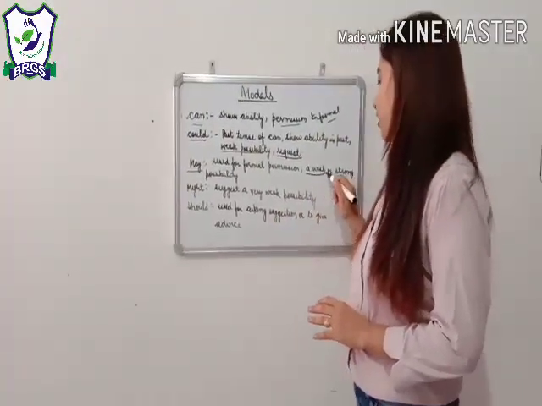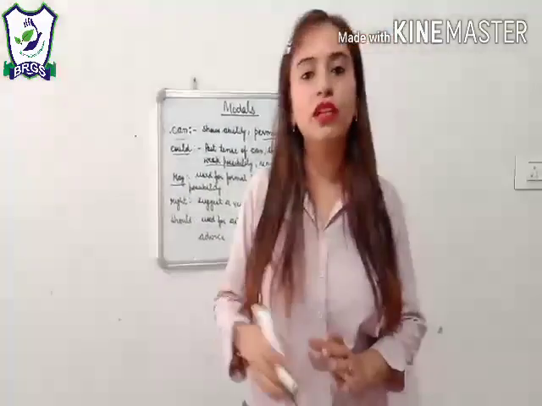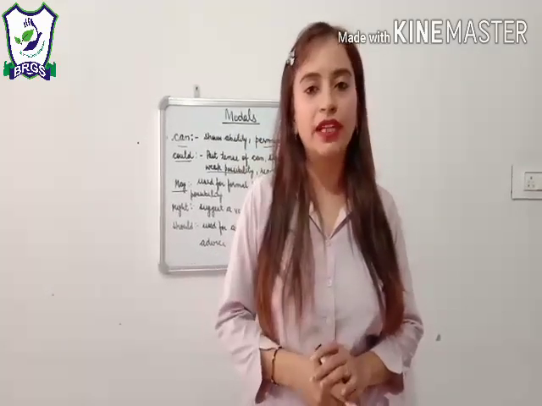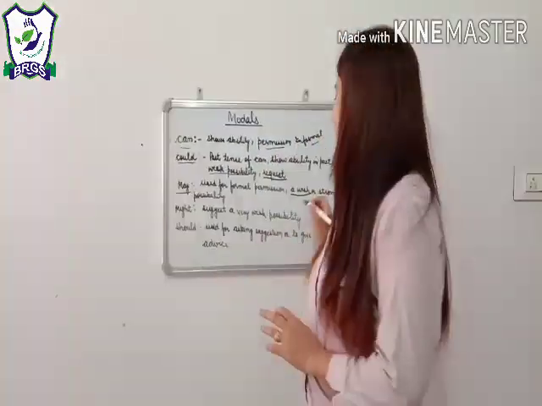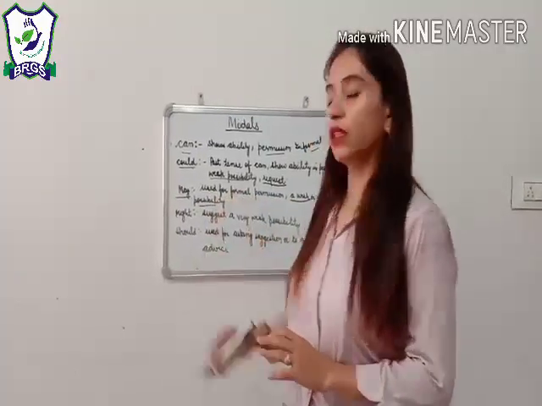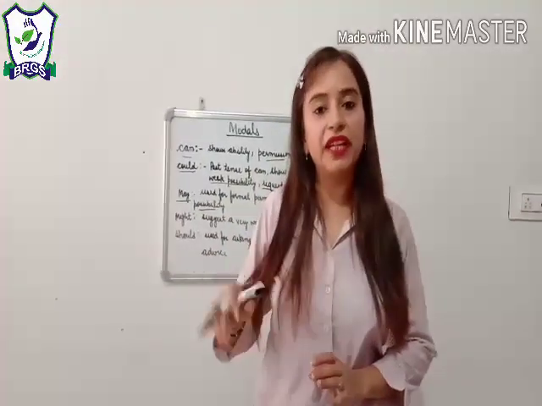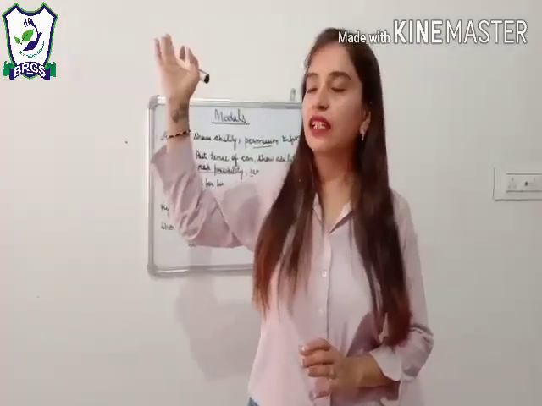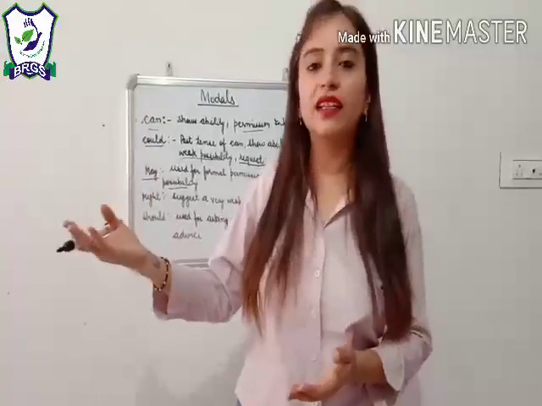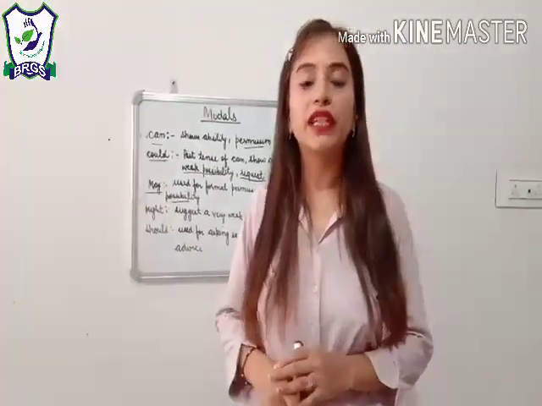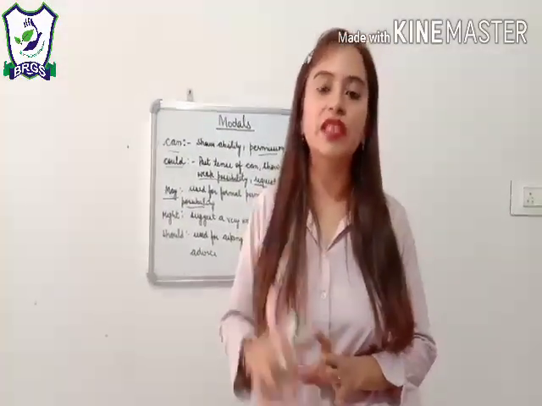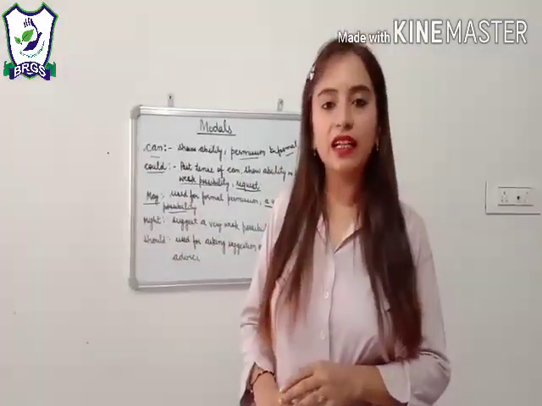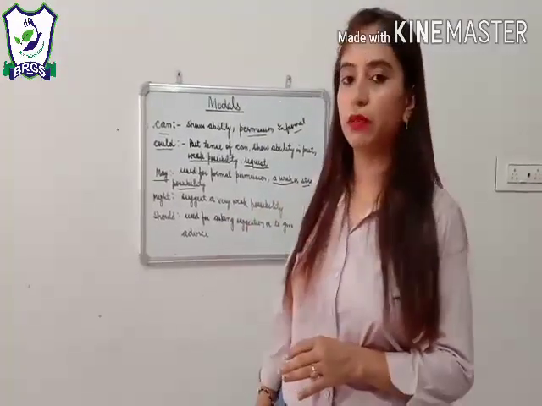And to show a wish, like may you live long, may you get all the success. When we give any wish to anybody, we use may. And may shows a very strong possibility. For example, the clouds are there in the sky and it seems that it will be raining, so we use it may rain today. That means there are 80% chances of the raining. So may has the very strong possibility.